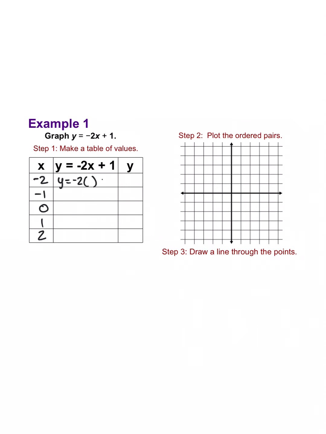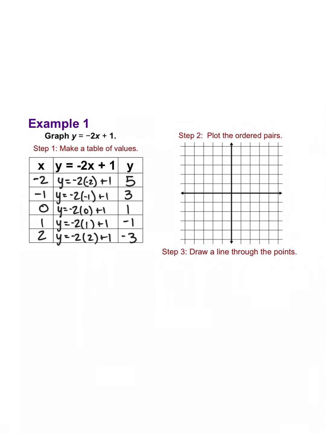And instead of putting an x there, I'm going to plug my x value in from my table, negative 2. So I go through and I solve those to get a y value here. Negative 2 times negative 2 is positive 4, plus 1 gives me a 5. So I have filled out my table here.